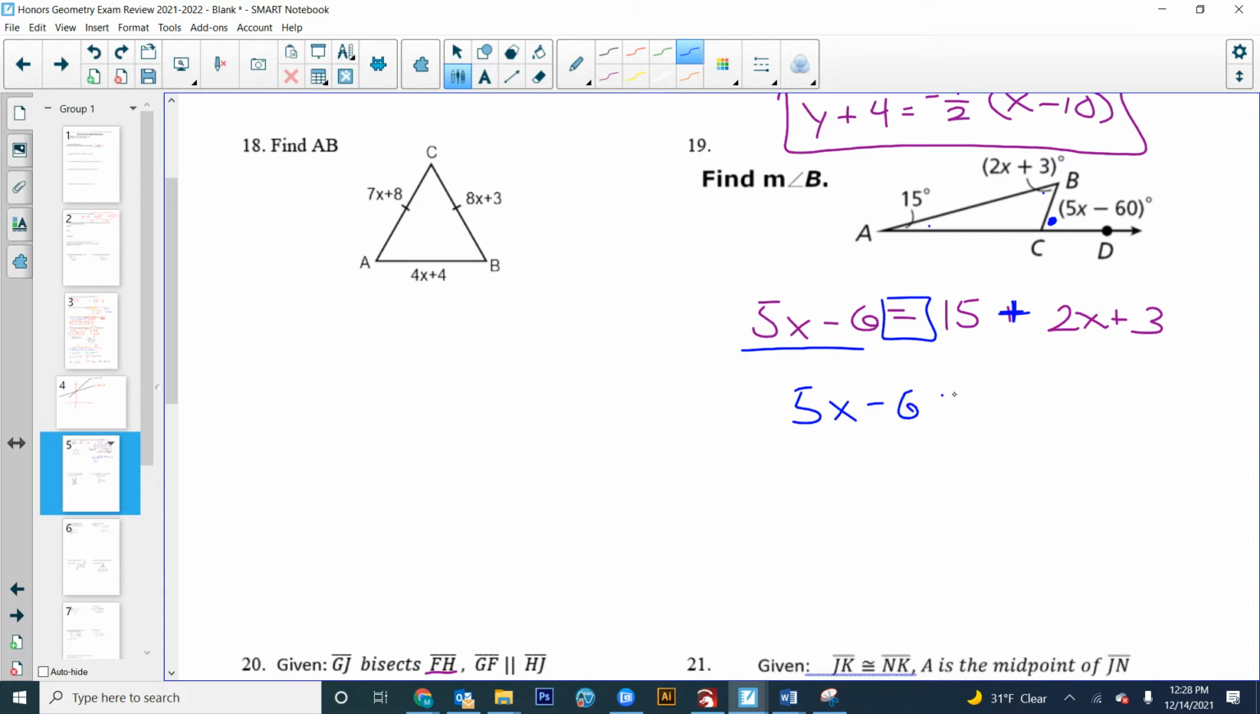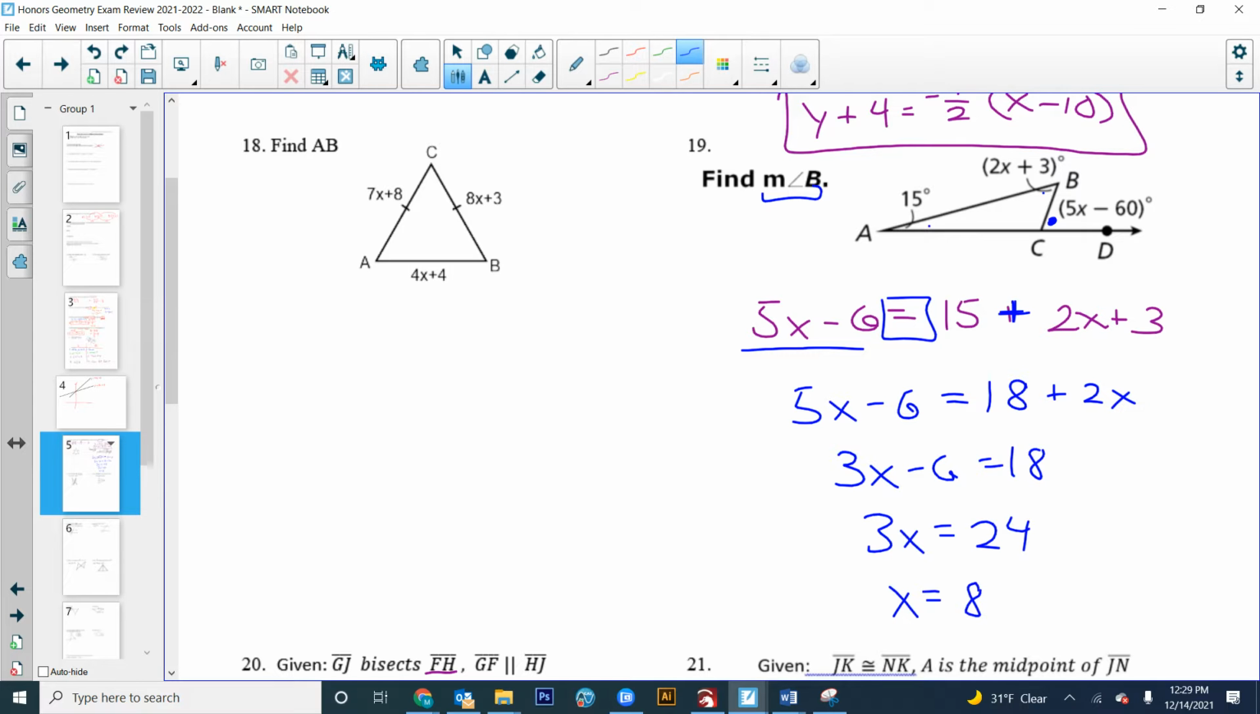I got asked a lot about this one on the review, so let's go ahead and do it. 15 and 3 make 18. Subtract 2x. Add 6. Divide by 3. I get 8. Here's angle B. Measure of angle B is 2 times 8 plus 3. 19 degrees.